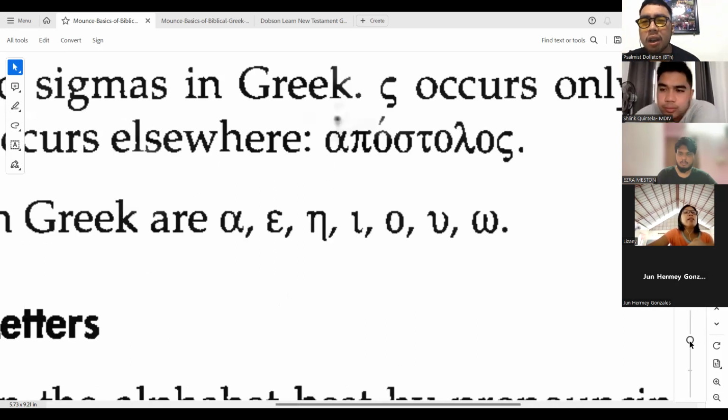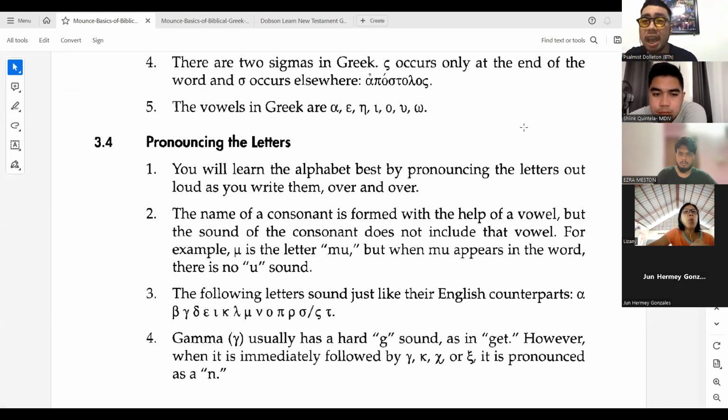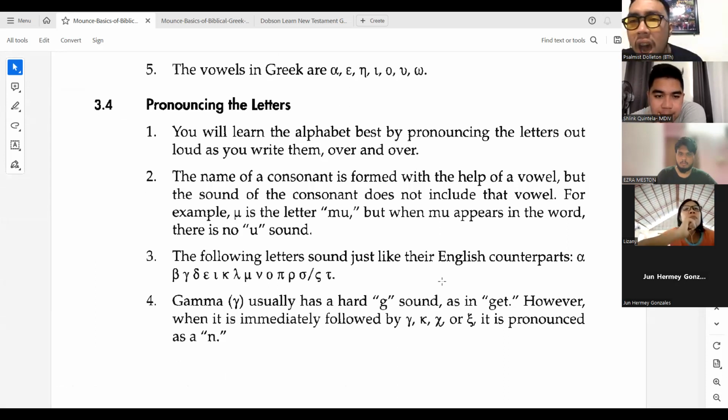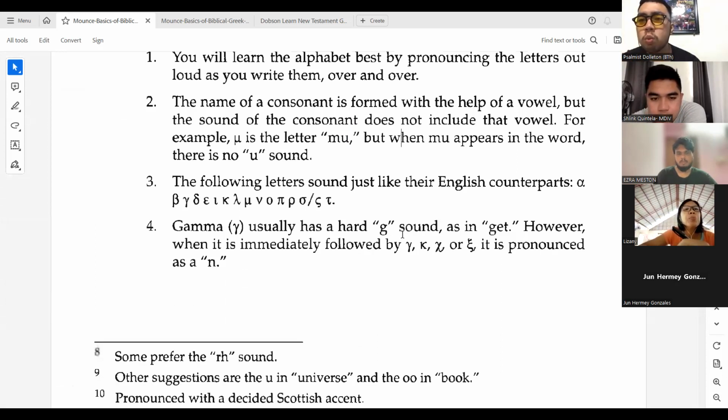Okay, so you will learn the alphabet, pronouncing the letters, and then the name of the consonant is formed with the vowel, for example mu. The English counterparts: beta, gamma, delta, epsilon, iota, kappa, lambda, mu, nu, omicron, pi, rho, sigma, and then the final form sigma, and then the tau. The gamma usually has a hard G sound, as in get. And then you see here G, these are guttural, pronounced at the throat: the gamma, g, k, chi, xi.